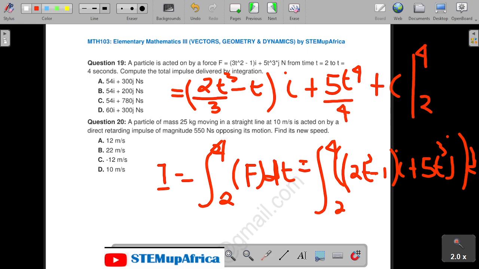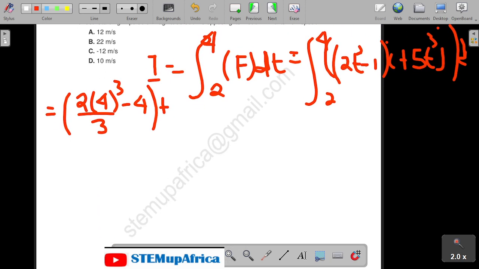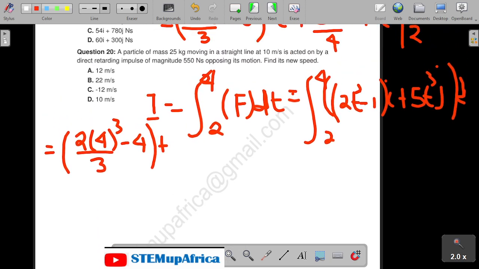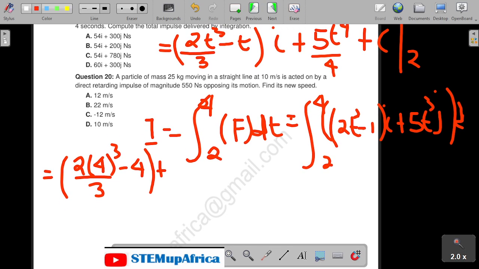I'll put my upper and lower limit. That means I first of all substitute 4 as a value, subtract it from when I substitute 2 as a value. So if I do that, I'm going to have 2 brackets 4 raised to the power 3 over 3 minus 4 plus, we could have also 5 raised to the power 4.